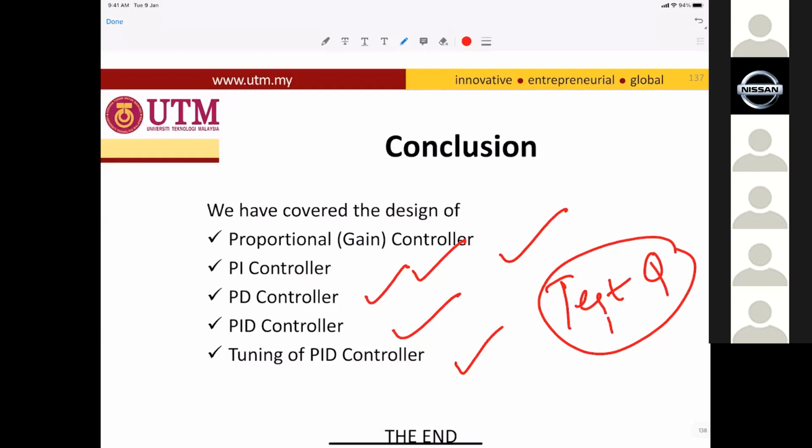Is it okay? Is it okay, guys? Yes. Okay, nak habis kelas okay. Faham tak faham? Wallahu a'lam bissawab.